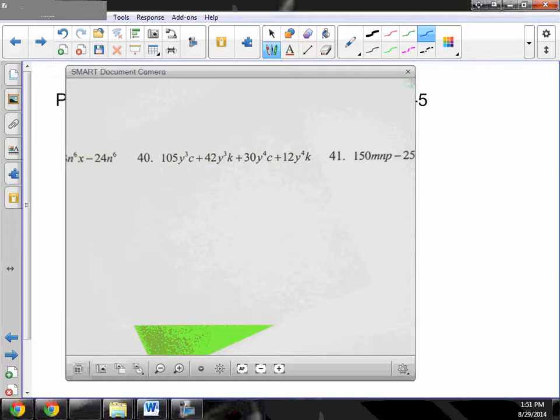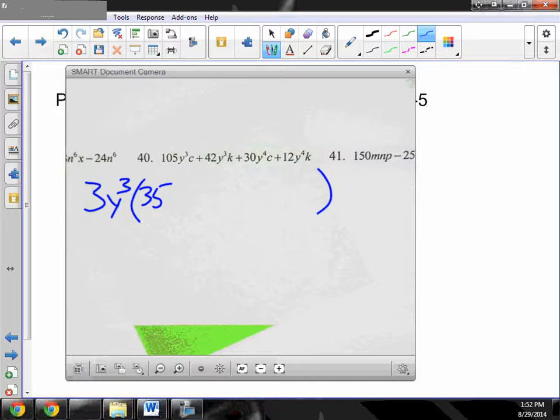Does 9 go into 12? No, so 3 would be the biggest. So 3 goes into 105 35 times. So I pull out a 3. Can I pull out any variables? Y to the third, any C's or K's? No. So 3y to the third. What's left?